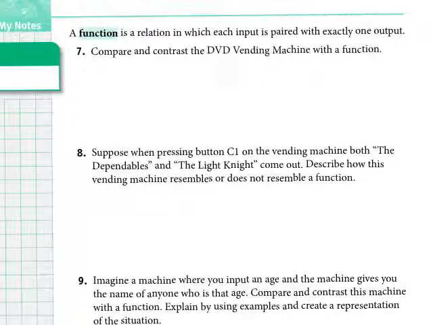Okay, so hold on, because that was a pretty valid argument I want to talk about. What about this idea that C2 and C3 both go to the light night? How do we explain that away and just say it is a function? Yeah, Sydney, what do you think? Well, no matter what, if you're pressing C2 or C3, even if you're getting the same movie, it's still an output for both numbers that you're putting in.